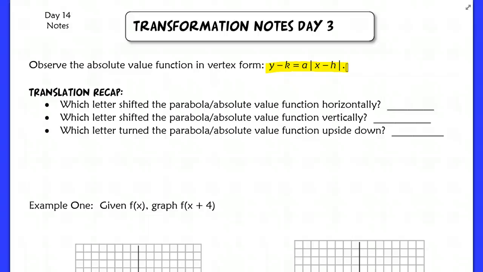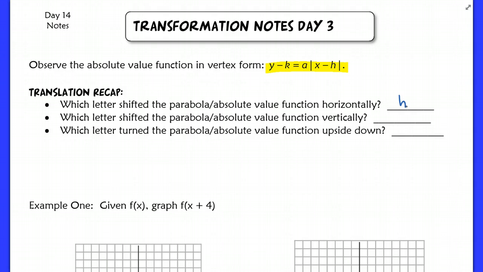So I just want to recap all of our translations really quick. I know we didn't talk about parabolas yet, but it's also the same for parabolas. The letter that shifts our absolute value function horizontally is the h value. Remember, if h is positive, it shifts it to the left. If h is negative, it shifts it to the right.